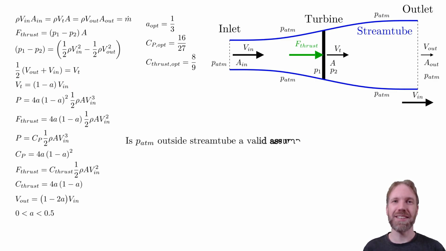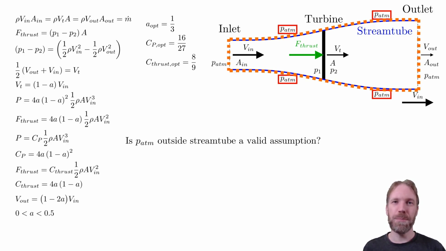Now I want to discuss the assumption used that we have atmospheric pressure outside the stream tube. This assumption can be questioned since the pressure should be continuous everywhere except through the turbine disk. Hence, one could think that this will cause problems outside the stream tube close to the turbine. However, this issue can be removed by expanding the stream tube.